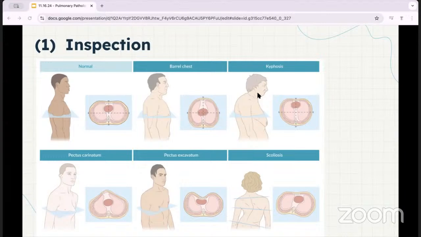These differences can give you important clues about a patient's underlying condition. So let's start off with a barrel chest here on the second panel. This shape is common in diseases like COPD and emphysema, where the lungs stay overinflated. Then there's also kyphosis. Kyphosis is a forward curved spine that can limit lung expansion and make breathing difficult.